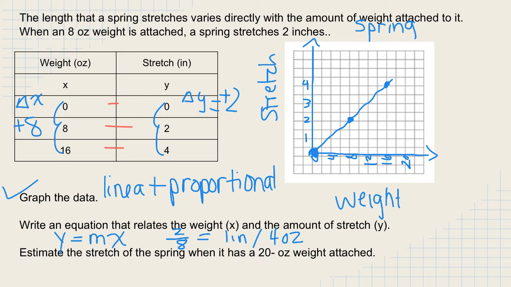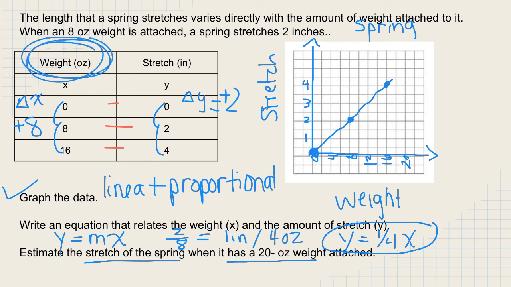And once I know that multiplier, I can just plug it in. Y equals 1/4 times x. So that is my equation. Now I'm going to use that equation to help me figure out the stretch of the spring when it has 20 ounces of weight. Well, keep in mind that the weight right here, that's my independent variable. That's my x. And so I would use my equation, and instead of an x, I'm going to put my 20-ounce weight. So it looks like y is going to be 5 inches.